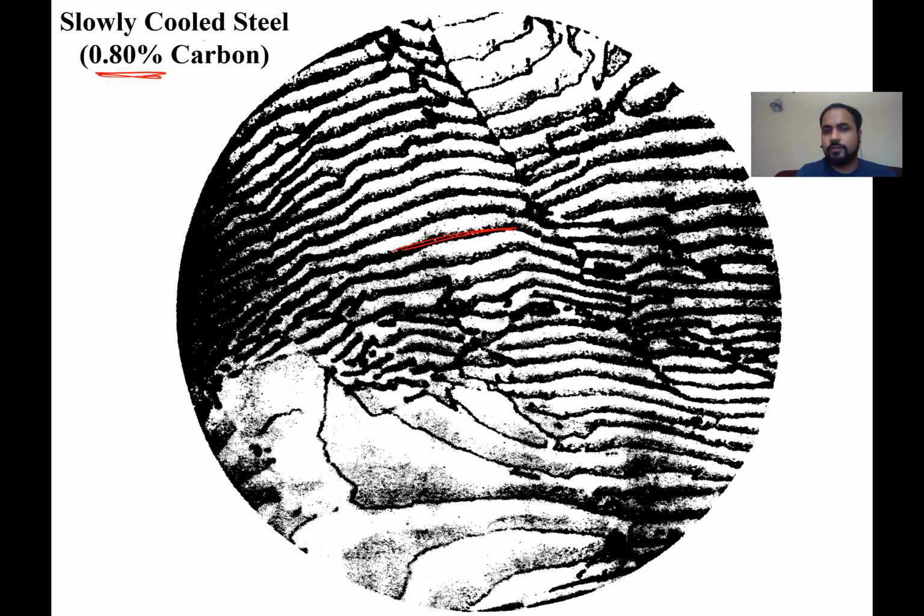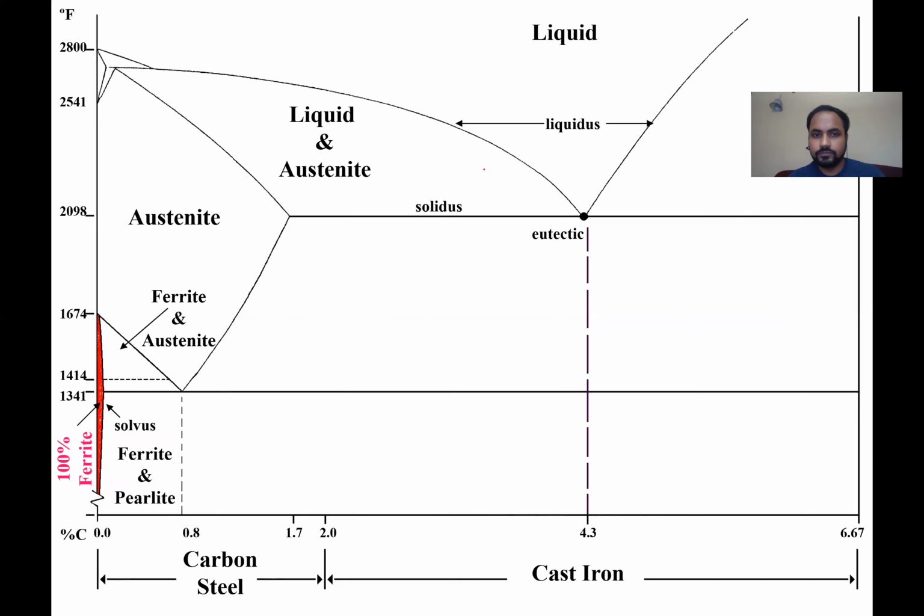You have one layer of ferrite, one layer of cementite, and that's how it goes. So that's how it looks. This is the pearlite phase. There's the ferrite, I already told you what ferrite is. This reaction here is called eutectoid.